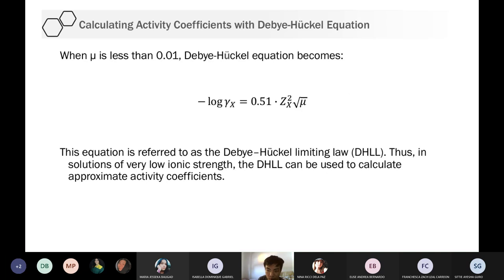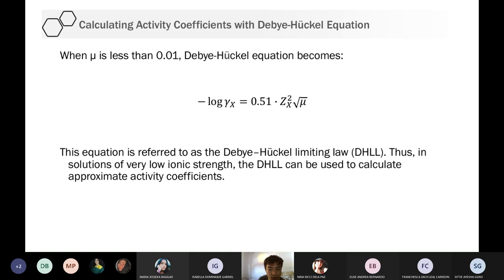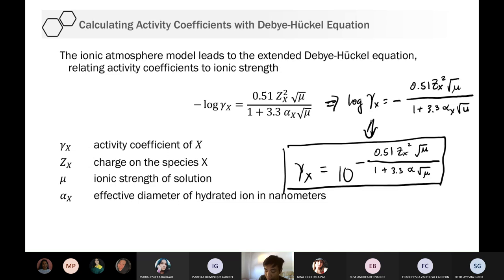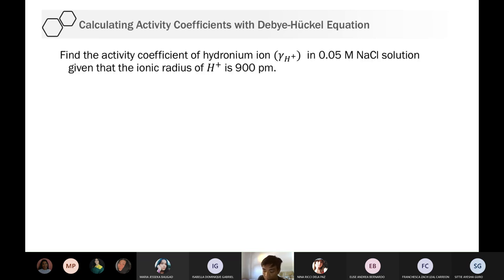If our mu is less than 0.1, then the Debye-Hückel equation becomes this, no? The Debye-Hückel limiting law, or DHLL. So, instead of sanda mo ukal na i-solve mo, kapag mababa na yung ionic strength, you can just simplify it using this equation. So, that's negative log gamma x equals 0.51 z squared of x times the square root of mu. So, nawawala na yung factor na 1 plus 3.3 alpha square root of mu. Okay. So, nagiging ganito na lang kasi ka-simple. Okay? So, try natin i-solve yung activity coefficients using Debye-Hückel equation.